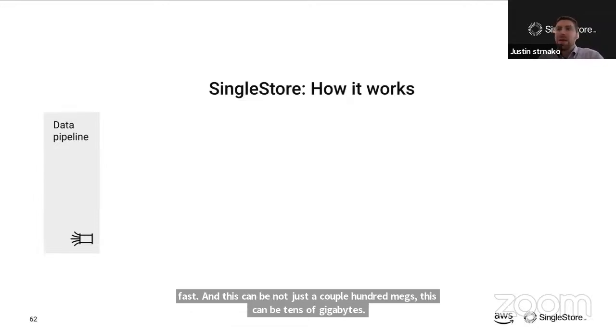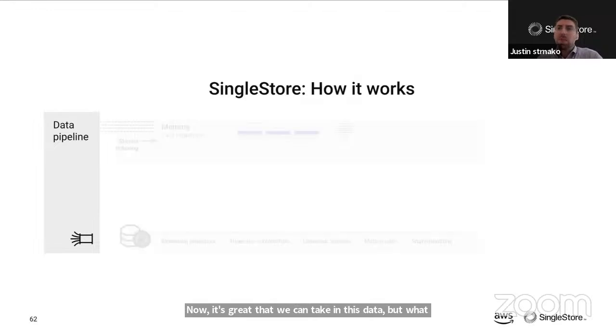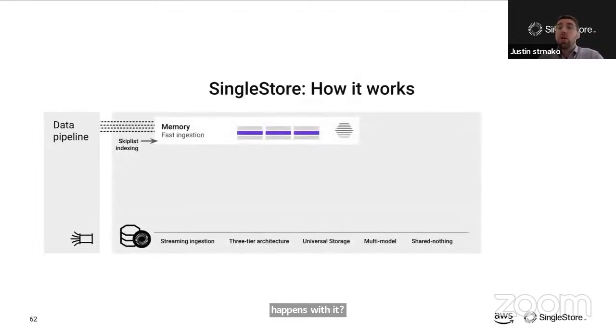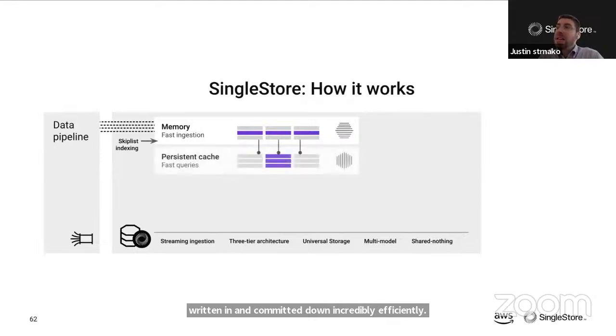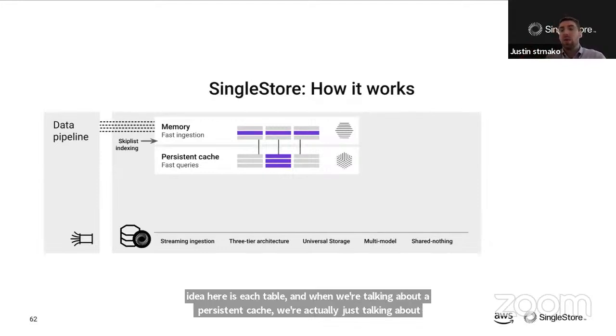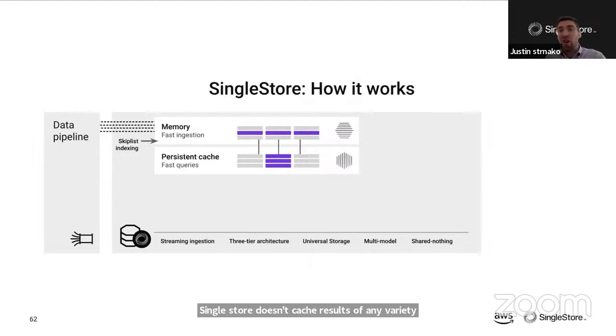Now, it's great that we can take in this data, but what happens with it? Ultimately, when data comes into SingleStore, it's written first into our in-memory row store. This means millisecond level reads and writes. Your data can be written in and committed down incredibly efficiently. But not every bit of data is stored in RAM. And so the idea here is each table, and when we're talking about a persistent cache, we're actually just talking about storage. SingleStore doesn't cache results of any variety. And so when we tell you that our response times are incredibly strong, this is why, at least part of it. The idea here is data that's not written into memory goes directly into the table.